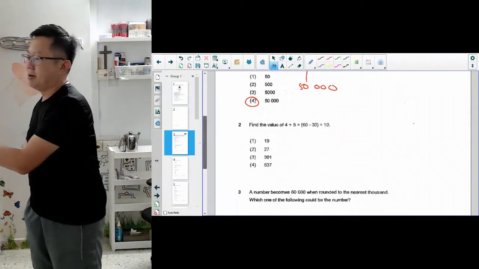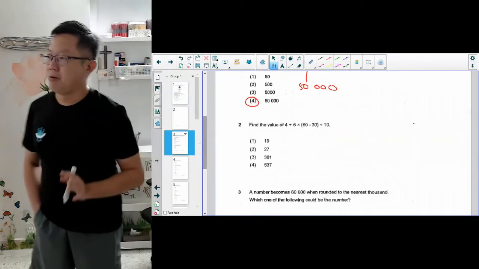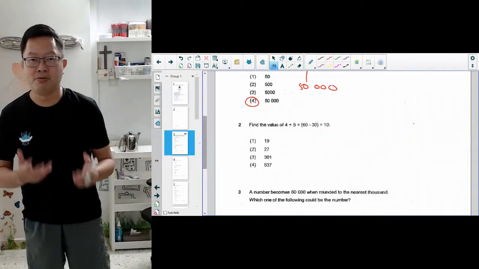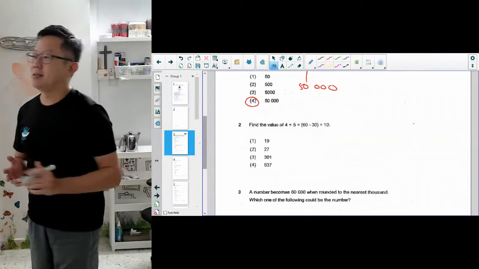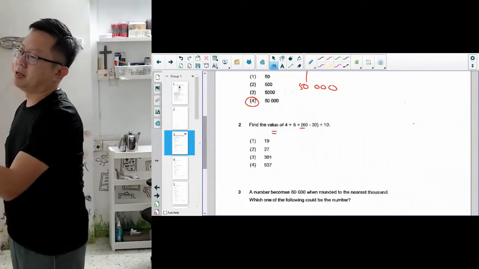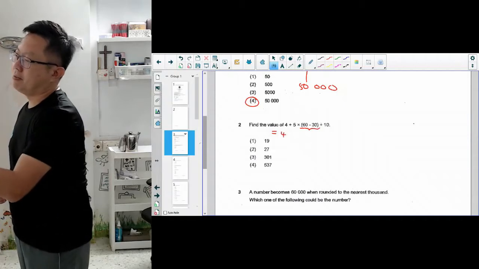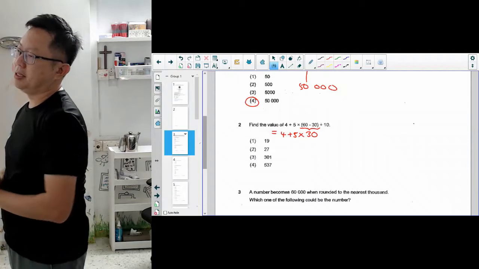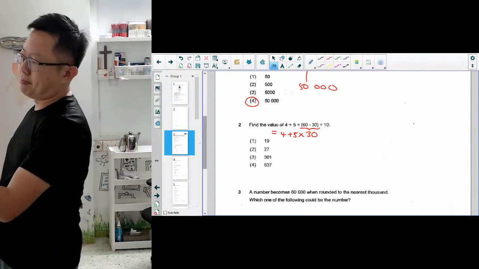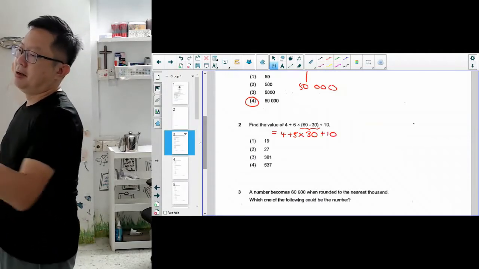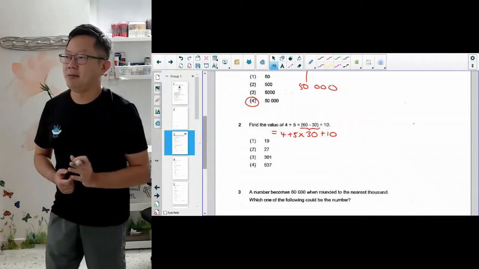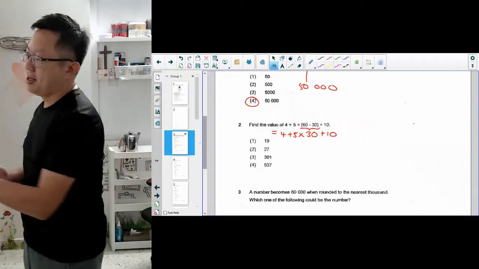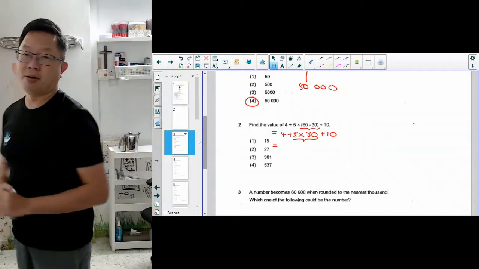Okay, now next one, your 4 operations. So when you have 4 operations, which one must you do first? You have to look out for the brackets. So if you see a bracket, that is what you must do first. So you have 4 plus 5 times 60 minus 30, that will give you 30. And then that's a plus 10. Okay, and then you have plus, times, and plus. So which one do you do first? You do the times first, which is more important than plus.